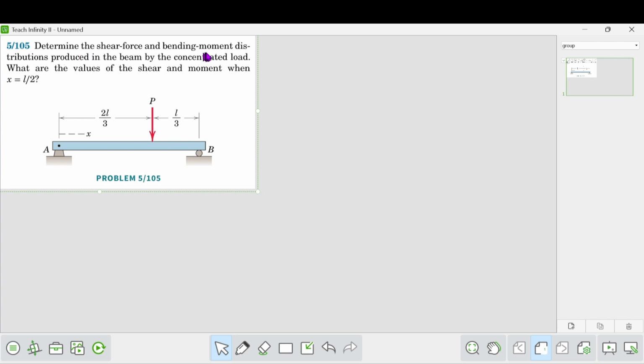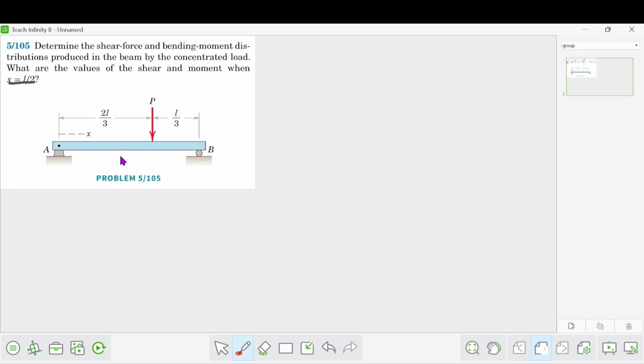Determine the shear force and bending moment distributions produced in the beam by the concentrated load. What are the values of shear force and moment when x equals L divided by 2?